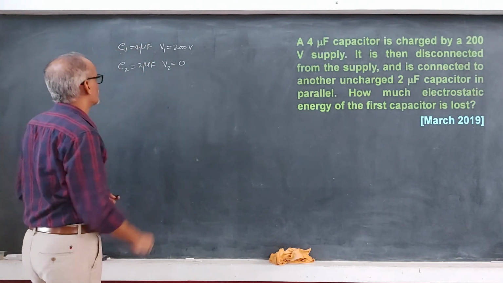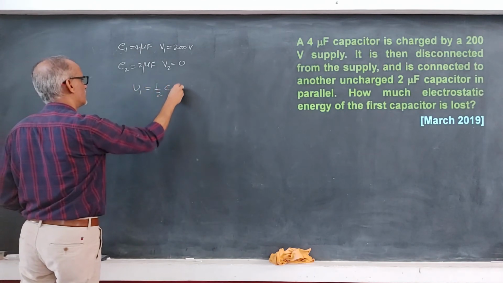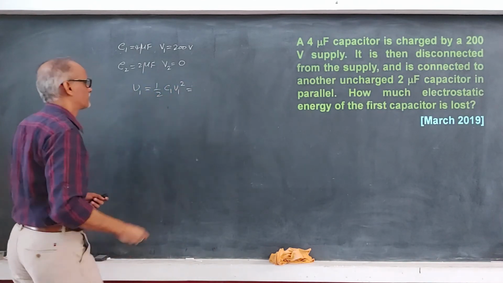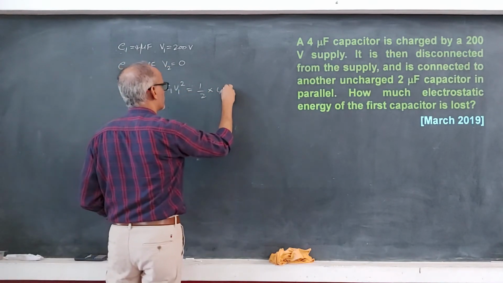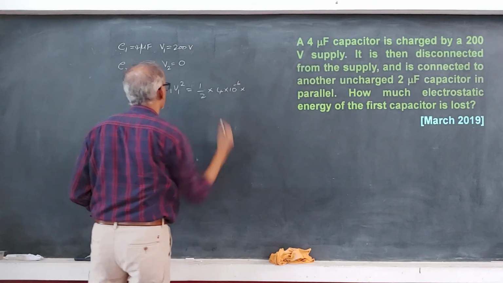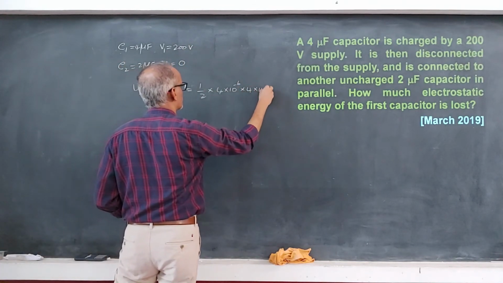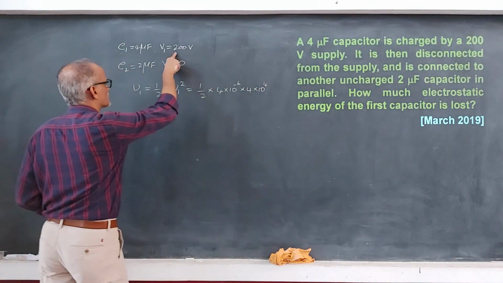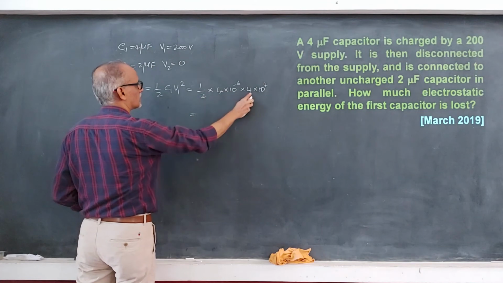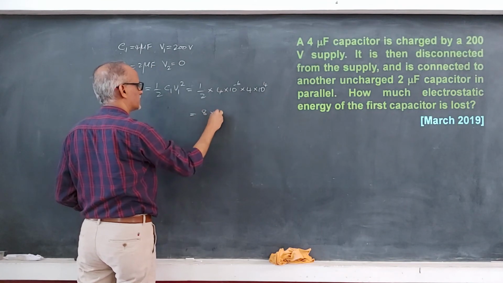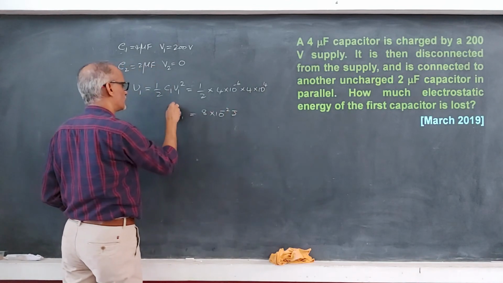First we'll calculate the energy stored in the first, which is half C1 V1 square. That is half. What is C1? C1 is 4 micro, 4 into 10 to the power minus 6, into V1, which is 200 square, which is 4 into 10 to the power 4, right? Okay, so 4 into 4 is 16, by 2 is nothing but 8 into 10 to the power minus 6 plus 4, is 8 into 10 to the power minus 2 joule. So that is the value of U1.